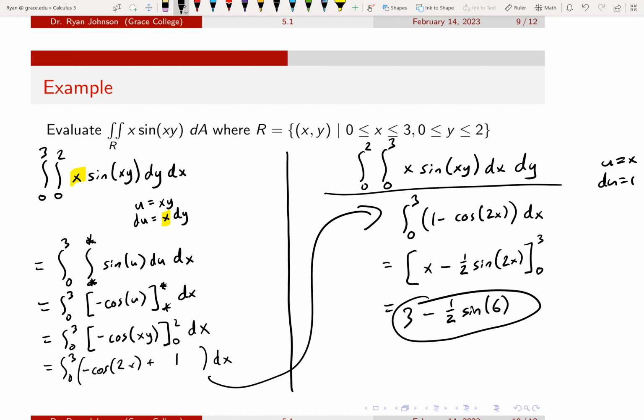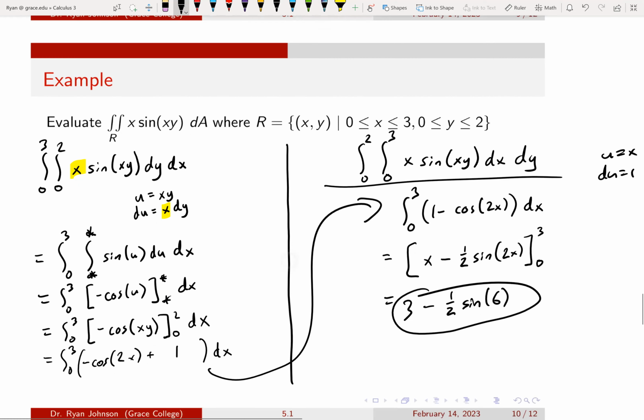Okay, so sometimes doing the iterated integrals, it basically doesn't matter. Each way is about the same. Sometimes one way will be significantly easier than the other. There are even going to be some situations later on where one way is impossible. So just be aware of that.